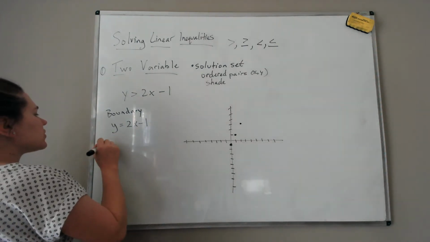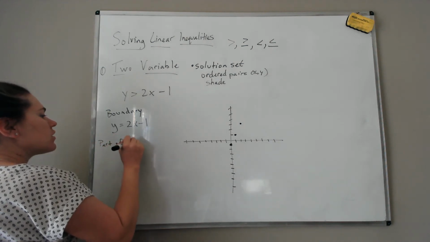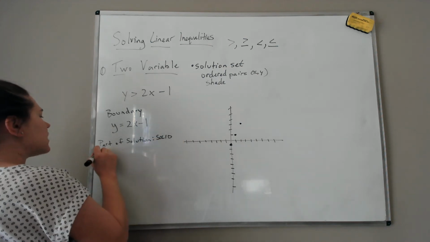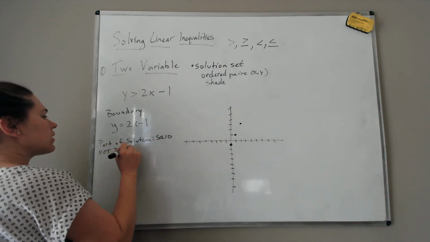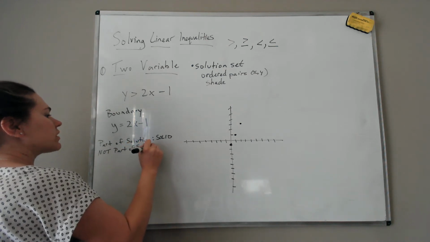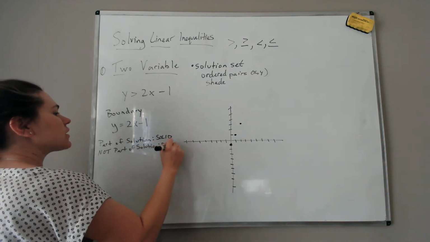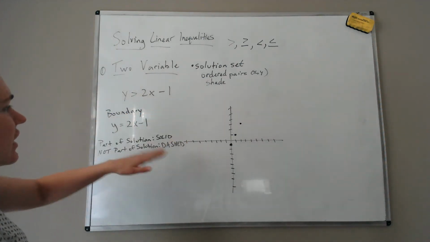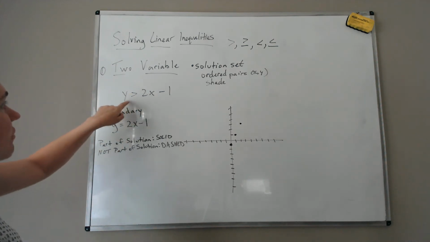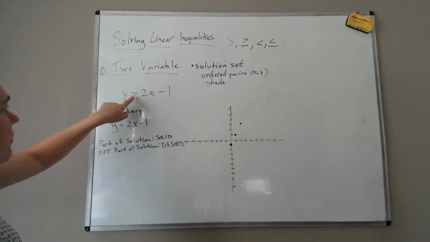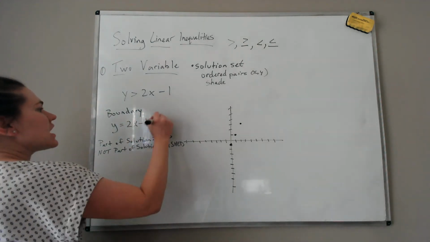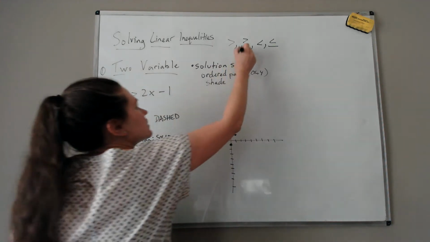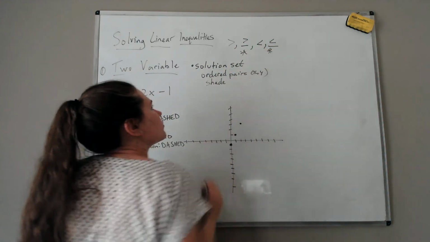If it's part of the solution, your boundary should be solid. If it's not part of the solution, then your boundary needs to be dashed. So if you look, the line is when the left equals the right. Is the left allowed to equal the right? No, the left has to be greater than the right. So in this case, our boundary for this problem should be dashed, because this symbol would need to be this symbol or this symbol if it was going to be solid.